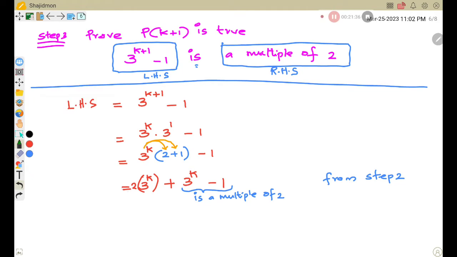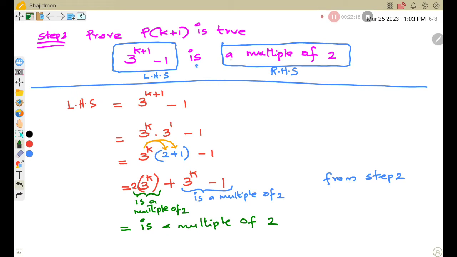Now what about the first one? 2 multiply 3 power k, is it a multiple of 2? Yes, because 2 multiply something means it is also a multiple of 2. That means the first term is a multiple of 2, the second term also is a multiple of 2, so all together it is also a multiple of 2. Yes, because the first term is a multiple of 2, the second term is also a multiple of 2. So all together is a multiple of 2.